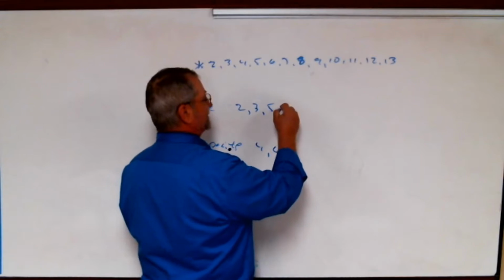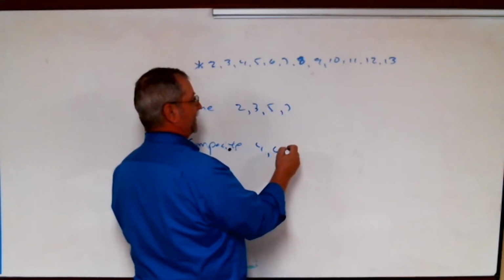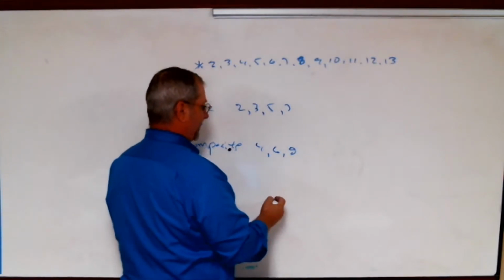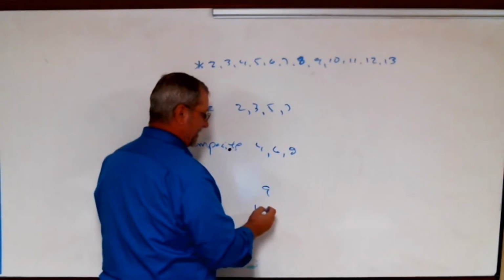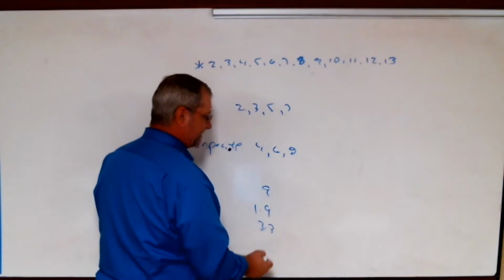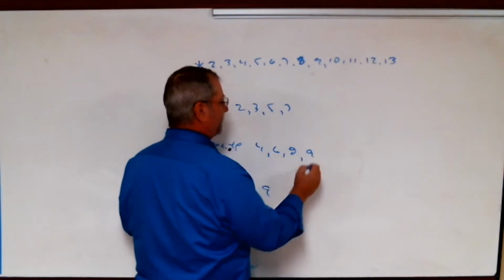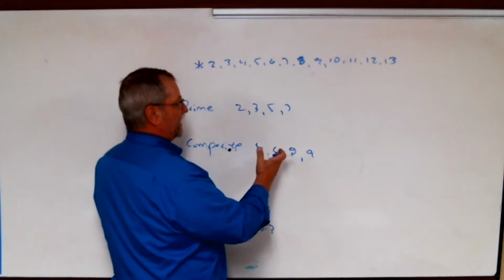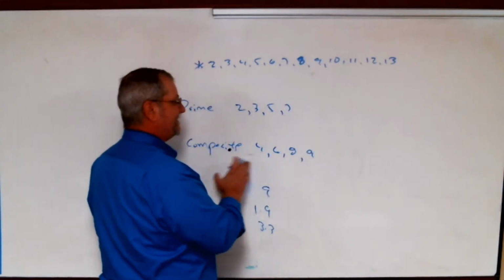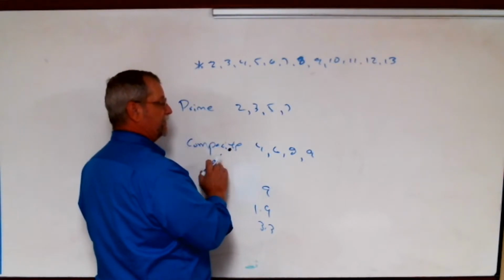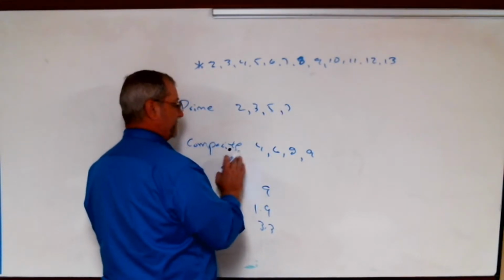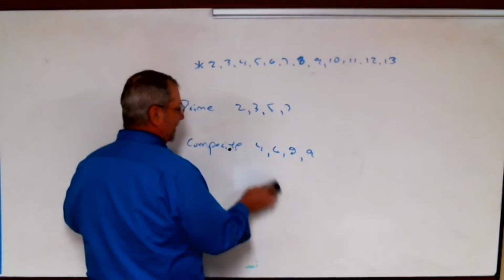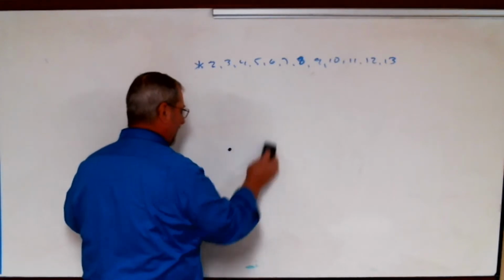Next one we have is 7, divisible by 1 and 7. And we have 8 here. Now 9 is divisible by 9. It's 1 times 9, but it's also 3 times 3. That makes it a composite number, okay? As we go through here, you have to check the odd numbers to see if they're divisible by more than 1 and themselves. All right? So prime and composite. Remember, 1 is not prime and it's not composite.